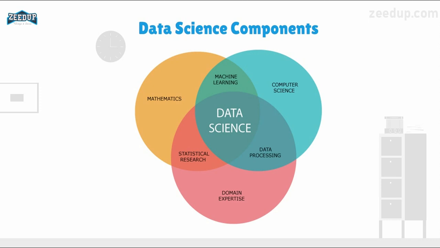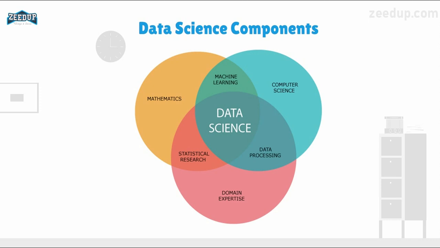Then we have statistics or statistical research. It is one of the very important components of data science. Through statistics, we can collect and analyze the numerical data and gain meaningful insights from it. Then we have visualization as well. It means representing the data in a visual context so that different insights could be drawn from the data and the significance of the data could be understood.